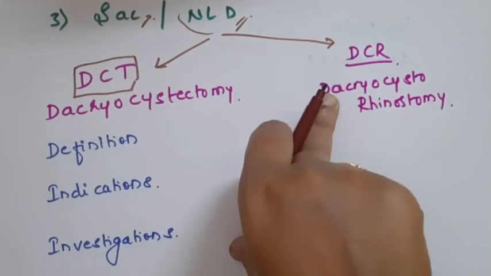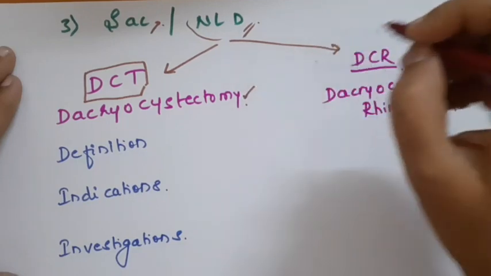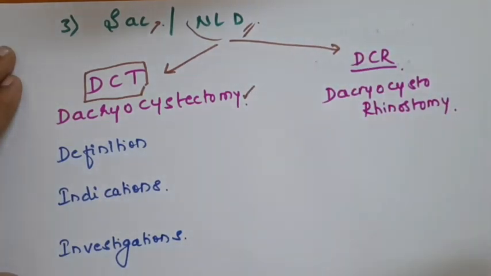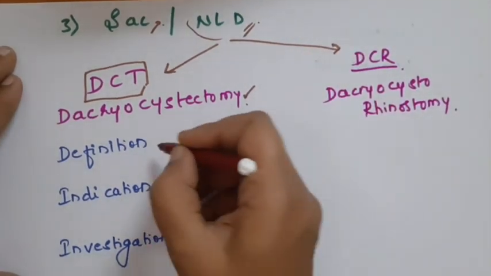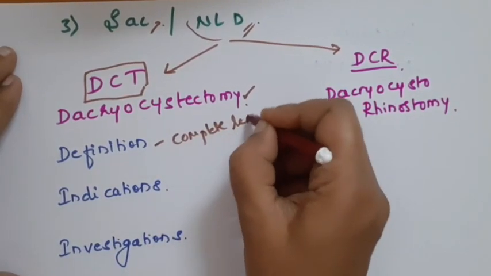Here the patient comes to you with the complaints of watering and you are removing the sac, and again the patient goes back with the watering only. So you are not treating the complaint here. By definition, you can define DCT or the dacrocystectomy as the procedure which is done for the watering of eye, which involves the complete removal of the sac. Okay, complete removal of the sac is the DCT.